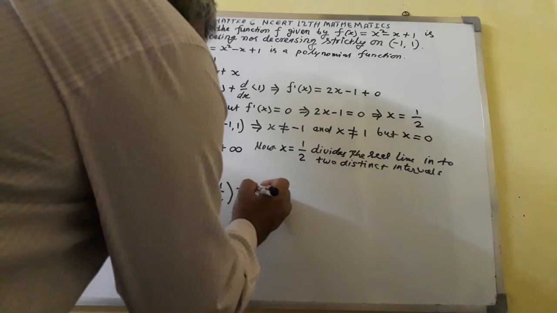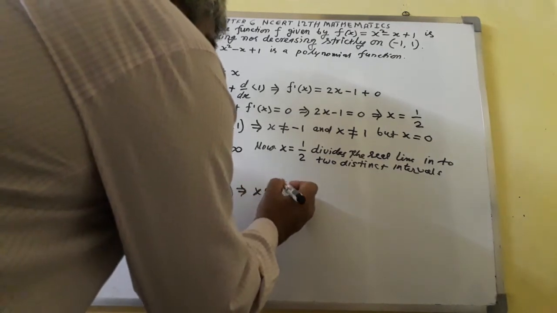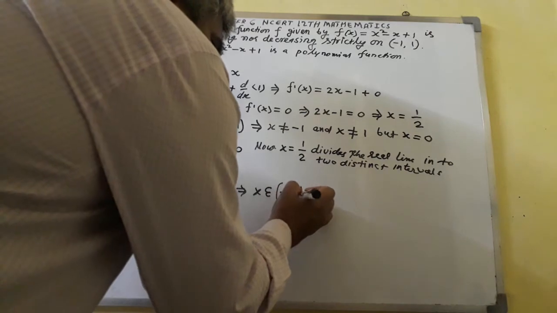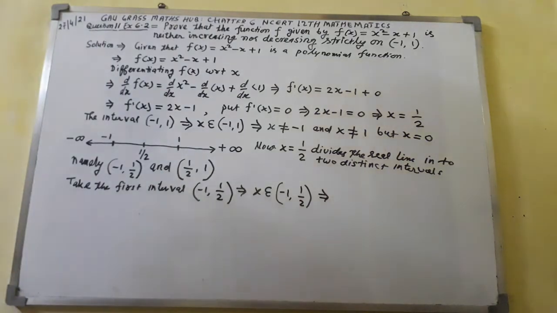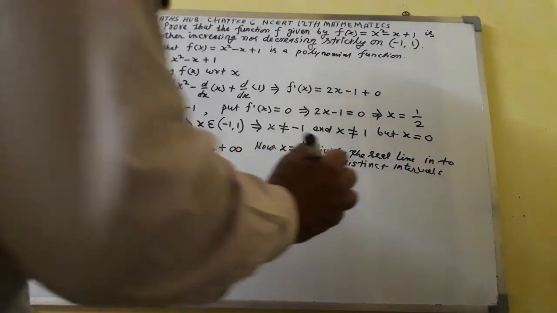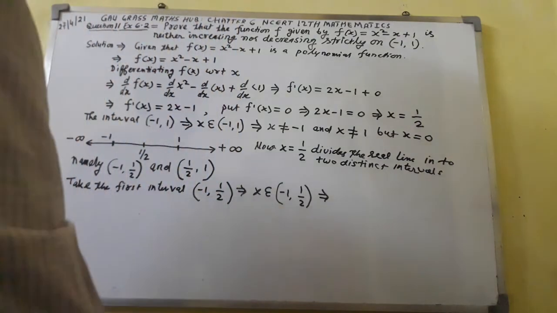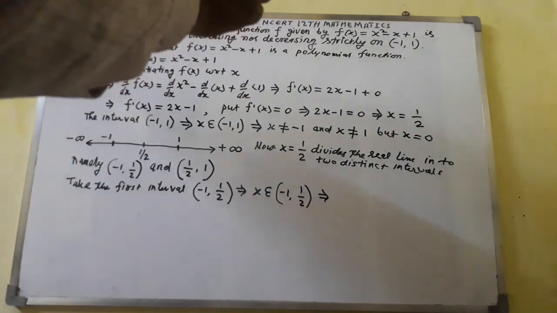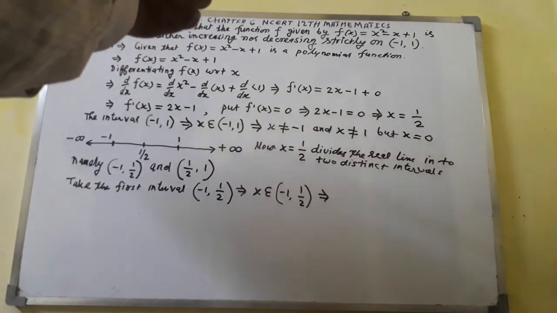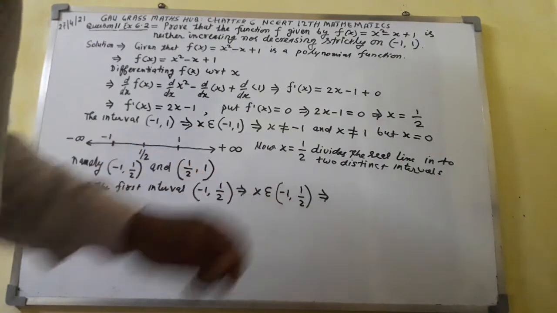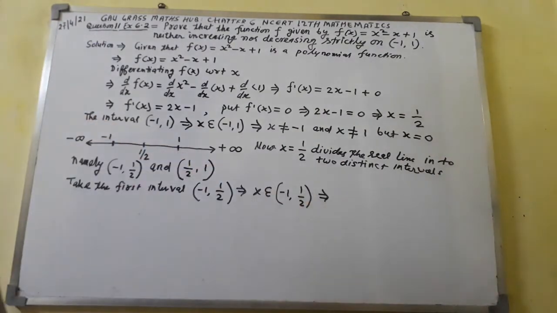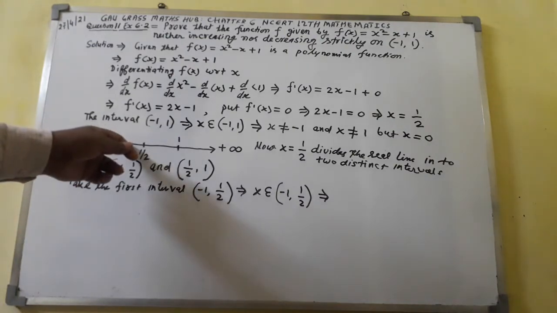This implies that x belongs to the open interval -1 comma 1 over 2. This implies that the value of x will be 0. So here you can see, -1 is available, here 1 over 2 is available. So in between you can locate here 0.